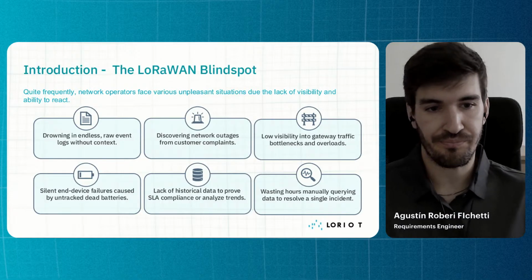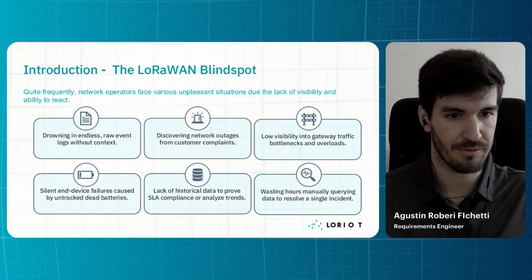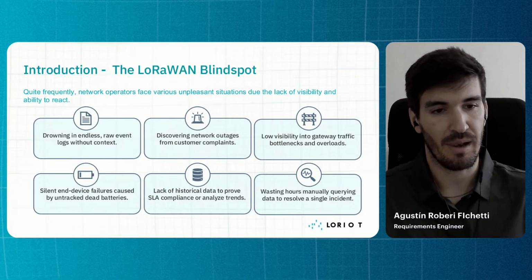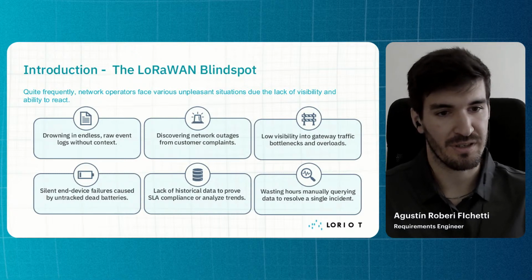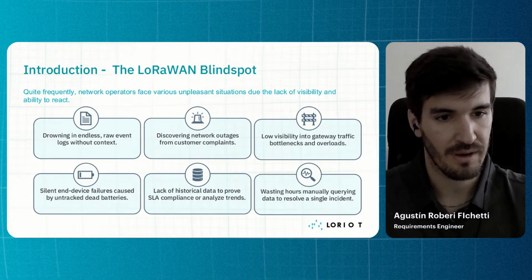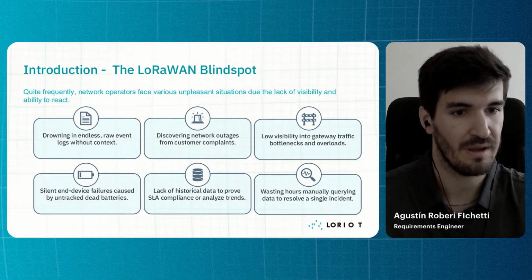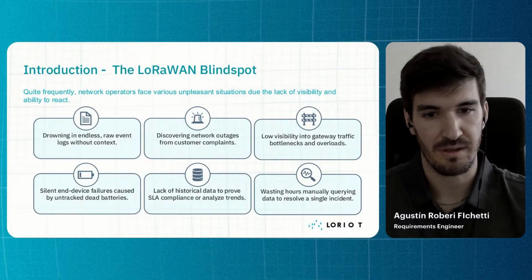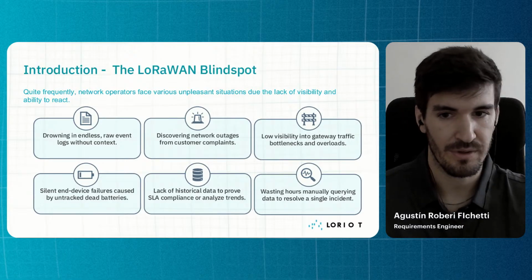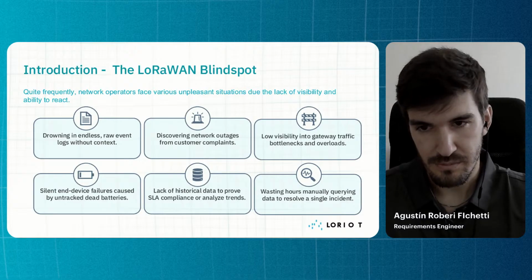As we mentioned, one of the difficult things about managing an IoT network is the blind spot that you usually stumble upon when you get, for example, a customer complaint that a device is not sending any information, or a gateway is offline, or you just receive a complaint about not being able to see any data on your application server, for example.